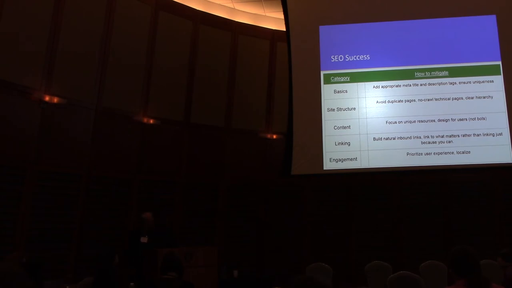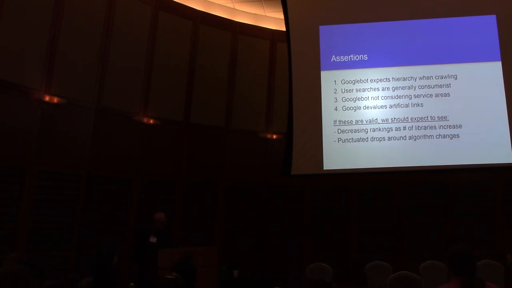So here's SEO success: what you can do for your site and your pages in order for Google to notice them better. At the top, you have meta tags. Just by changing the language in your meta tags at the beginning, instead of the description being 1984, dystopian novel, George Orwell, you can say, you can get 1984 here at your library. An action word, as opposed to just library talk. Then site structure, as I mentioned, content, linking, engagement.